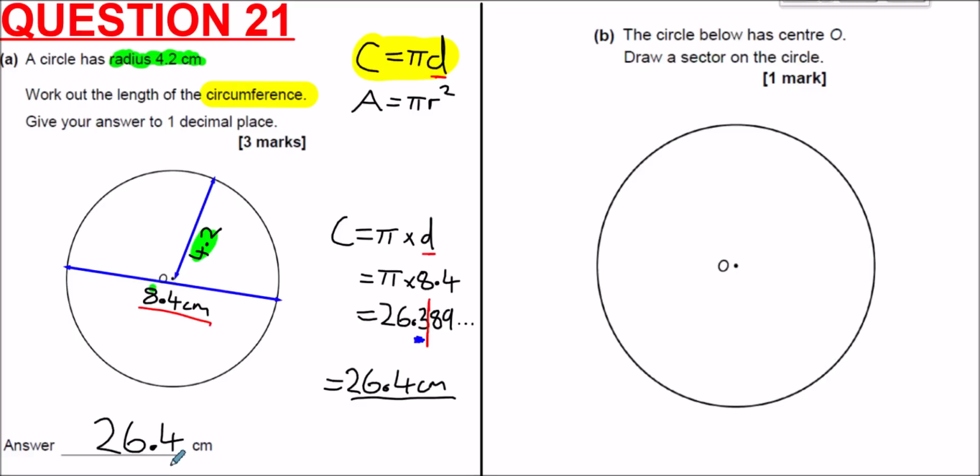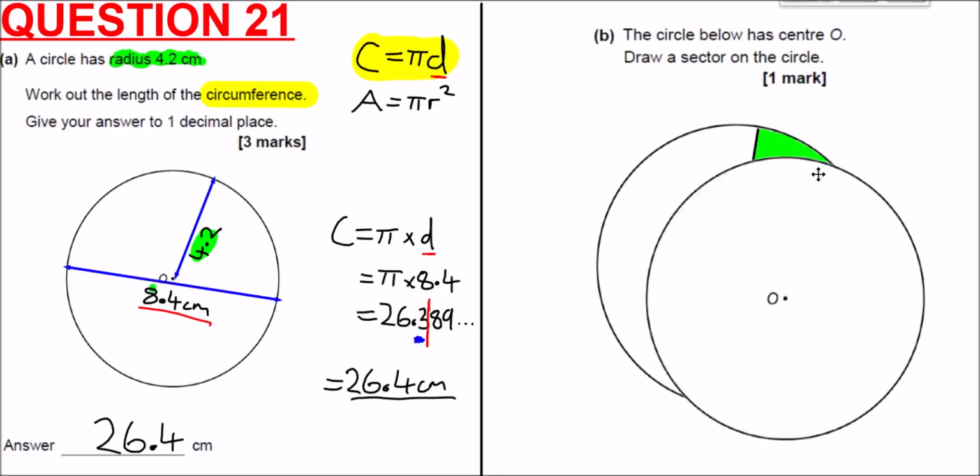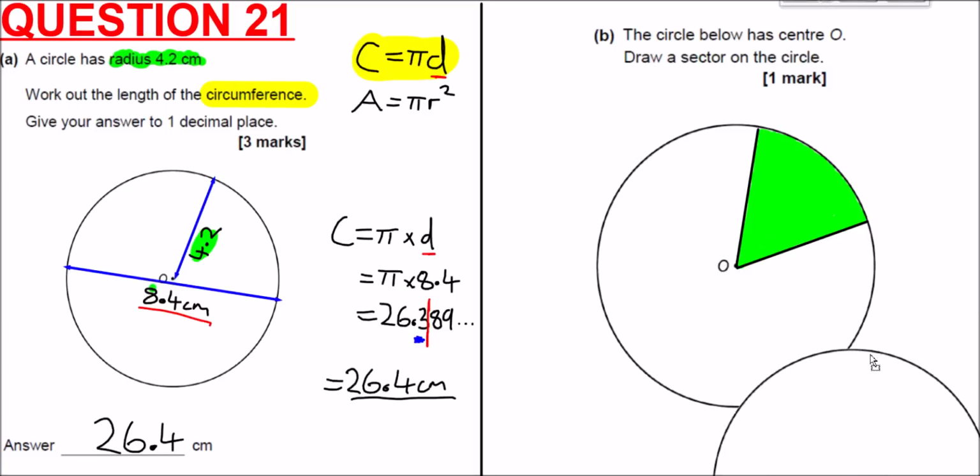In part B, draw a sector of the circle. A sector just means a slice taken from the middle. And so here's one I made earlier. That's a sector of a circle. It doesn't need to be this size, just any slice, like a pizza slice, taken from the middle of the circle is called a sector. You could have done a much wider one, or a thinner one. But just one slice taken from the middle, two radiuses joined to the circumference, is a sector. And that's all you need to do for part B.